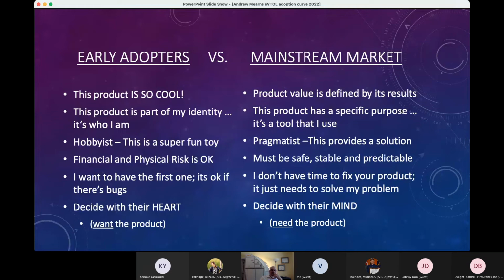And so the way that we address these people, and the product that is acceptable to them, is very different. If you're an early adopter, you can sell them a product that has exposed bolts and wires. They're fine with that. In fact, they might even want to work on it themselves. If you're mainstream market, it needs to have upholstery and it's got to have cup holders. It's a different mindset and a different product.